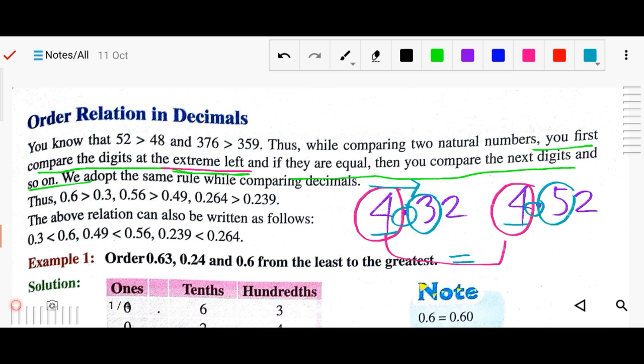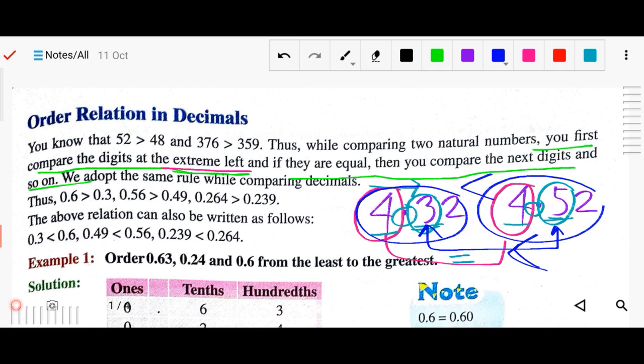Now next, you can see the third one. Here is the digit 3 and here 5. So now we will compare these two, 3 and 5. Now check between 3 and 5 which one is the greatest. So here 5 is the greatest. So now we can conclude that 4.52 is the greatest number, and 4.32 is the smaller one.